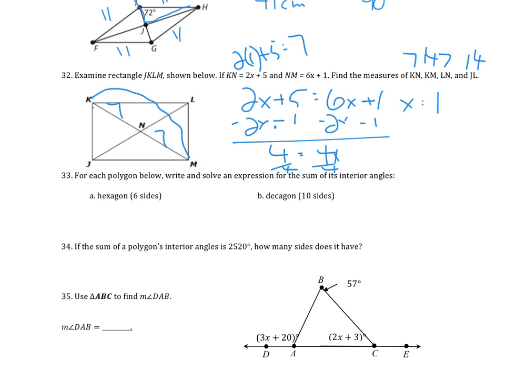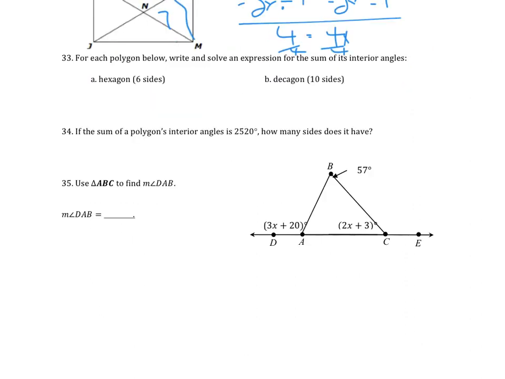Okay, LN is half of JL. Since KM is congruent to JL, JL is 14. Half of that is 7. All right, 33. So if we want to find the sum of the interior angles, what do we use?